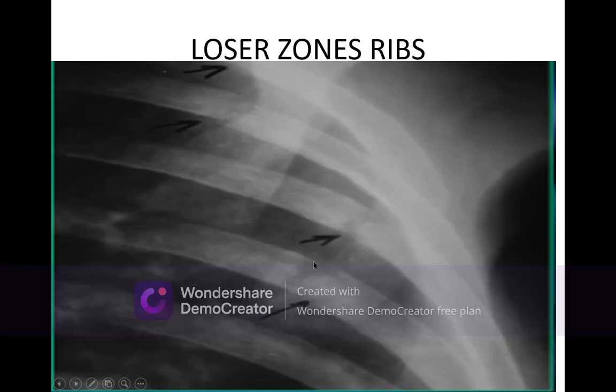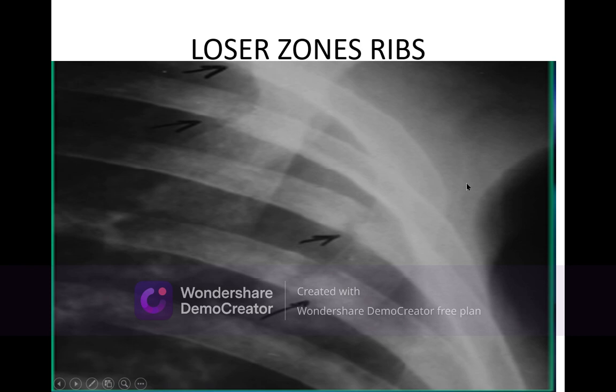Now another problem is the Looser zones. The Looser zones are zones where you see lines here, serrated, serration. It is not regular like this. Serration. Now it is seen only in one condition in the world, and that is pathognomonic, in case of osteomalacia.